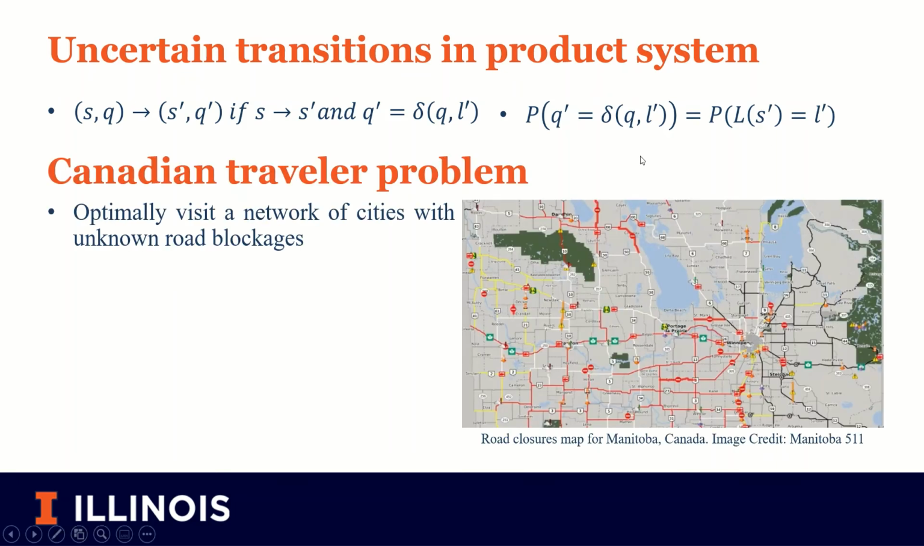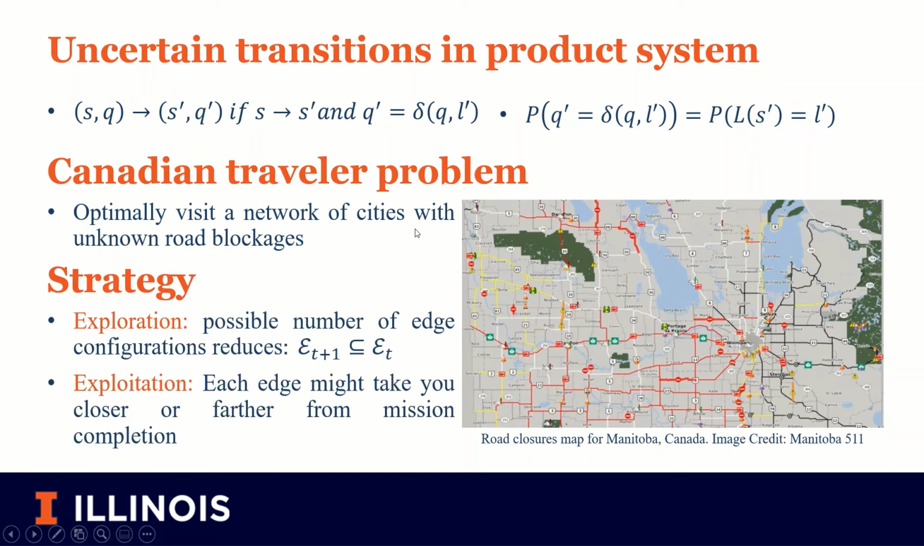Now, this Canadian traveler problem is exactly what we are tackling here. The problem is to optimally visit a network of cities with unknown road blockages. This is a road closure map of a city in Canada. The strategy to tackle this kind of problem is to optimally explore and exploit the environment simultaneously.